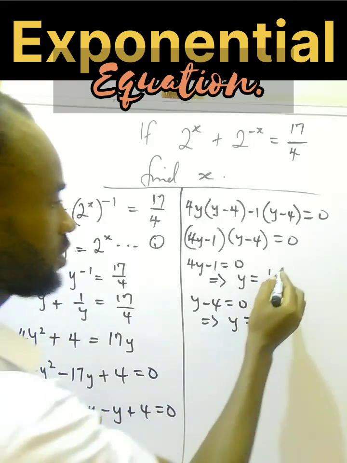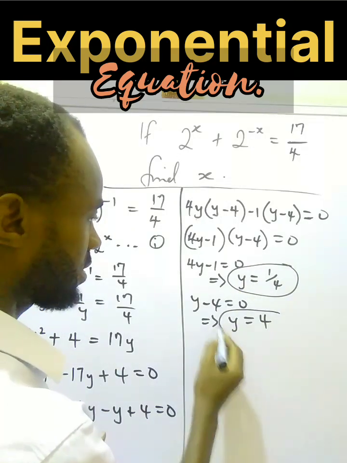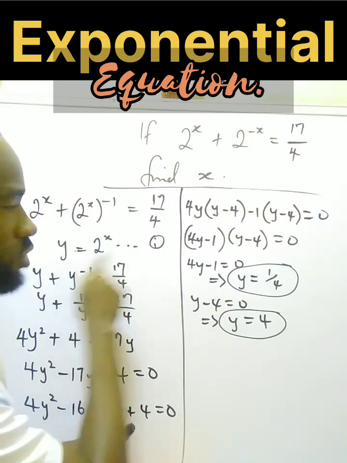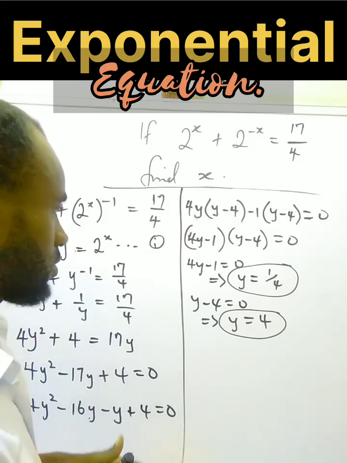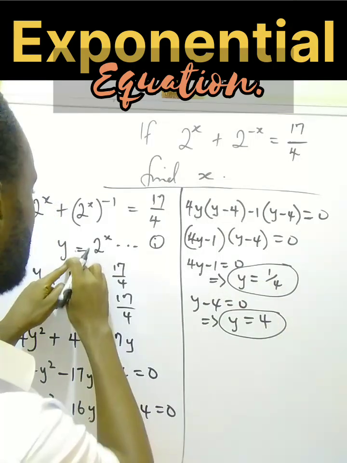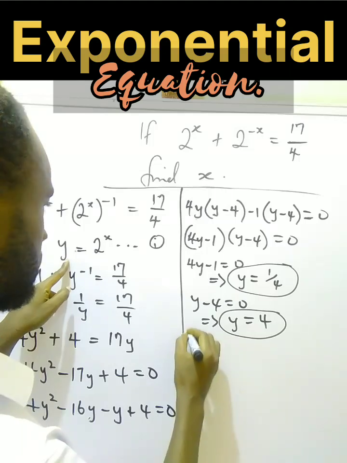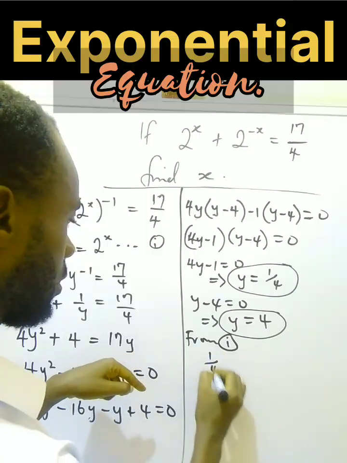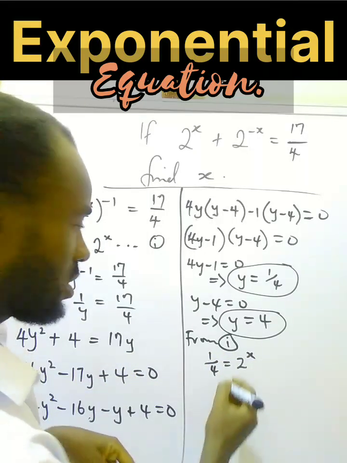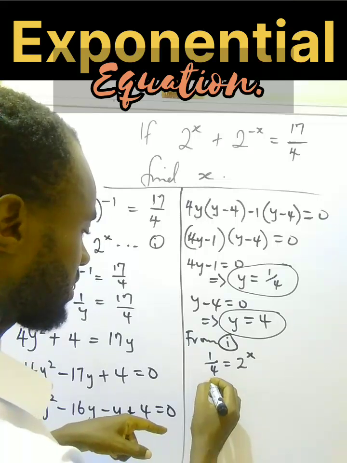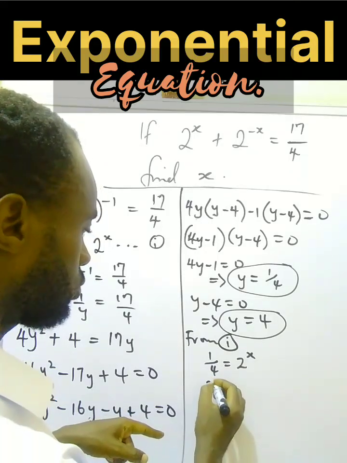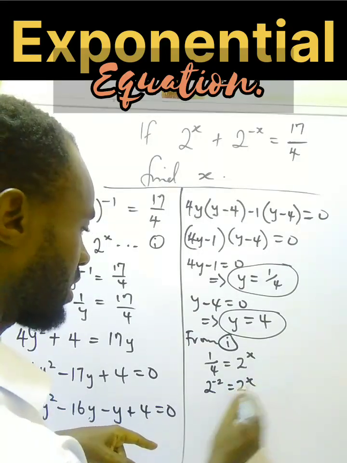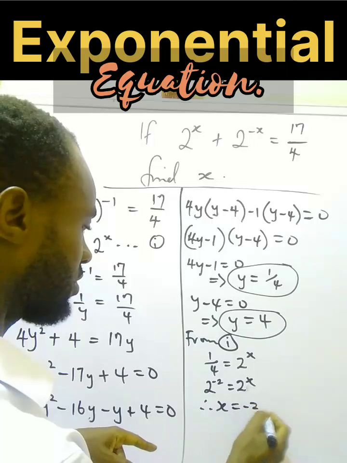These two values we have gotten for y, we are going to substitute into equation 1 here to get the true value of x. When we take this first one, if my y is 1 over 4, equal to 2 to the power of x, remember, 1 over 4 is also the same thing as 2 to the power of minus 2, equals 2 to the power of x. And so from here, our x equals minus 2.